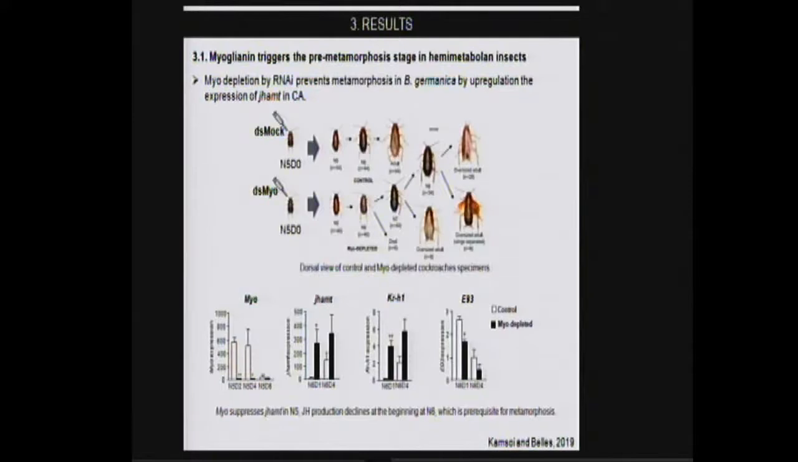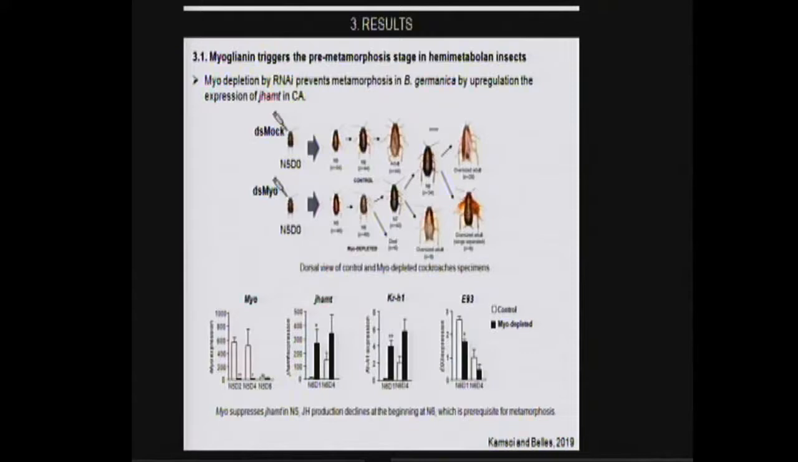Myoclonine depletion in Blattella germanica triggers the formation of supernumerary nymph. So the insect molts to another nymphal instar, and this result is the same as what they found in the cricket.